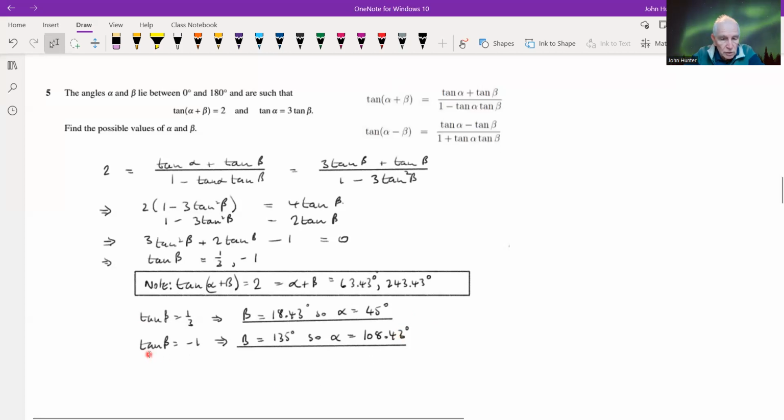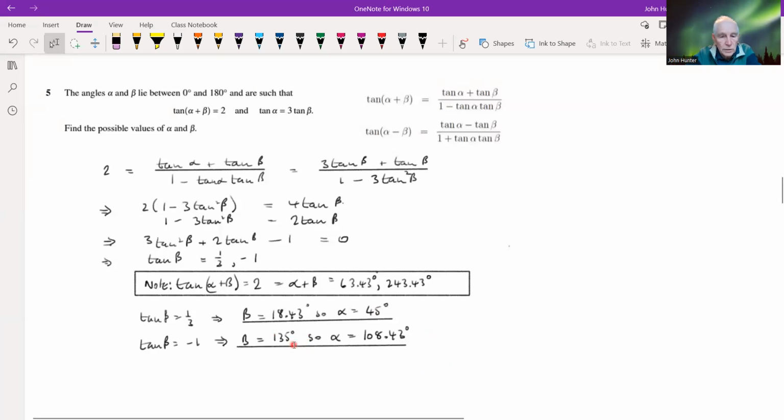The other pair of solutions comes when we take tan beta equal to -1. And that's going to give us a value of beta equals 135 degrees. We can also have -45, but we're not going to be interested in that because that's outside our range. So we're going to take 135. And therefore, alpha will be this because beta and alpha are going to add up to 243.43. So alpha equals 108.43. So those are our two pairs of solutions for this.